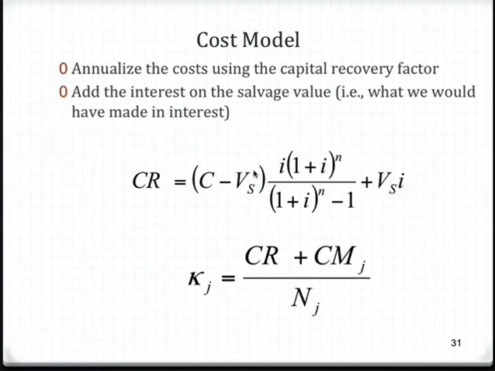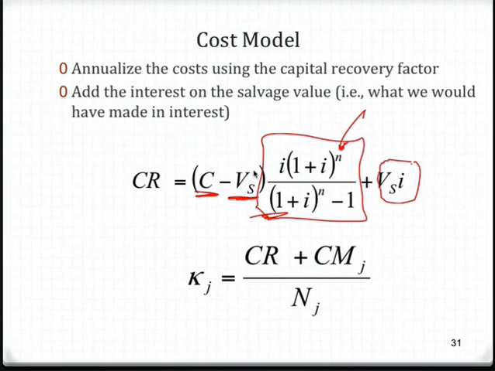So this is what it looks like. We'll annualize the cost using this capital recovery factor, add the interest on the salvage value, essentially what you would have made. So we end up with this expression here for capital recovery. You can see we've got the difference between the initial cost and that salvage value at the end. Here's the interest contribution over that time horizon. Again, N is our time horizon. And then this is our interest that we would have made on that value that is residual.